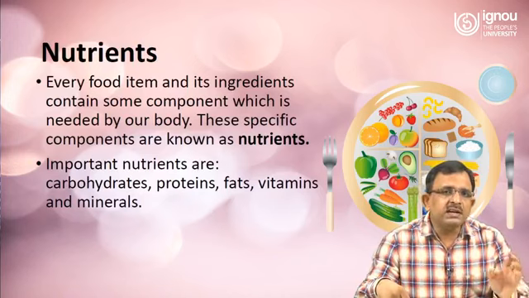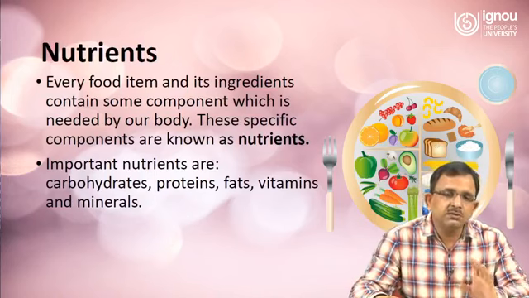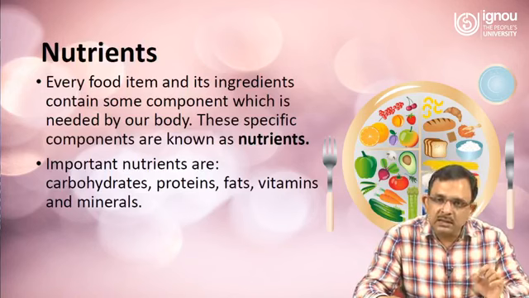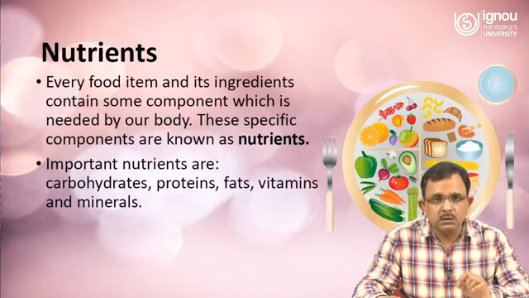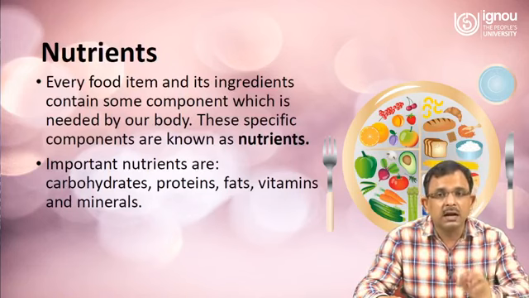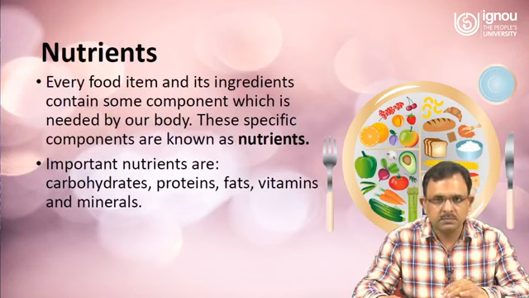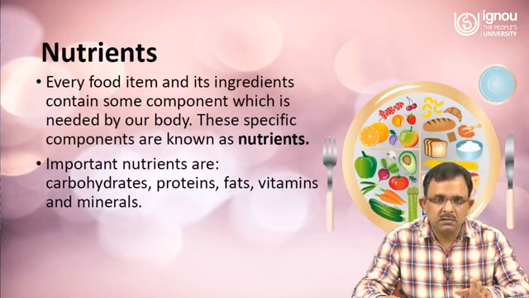What nutrients are: if you see technically, what is the definition of a nutrient? Every food item and its ingredients contain some component which is needed by our body. And the specific components which are needed by our body are called nutrients. We all know that nutrients are carbohydrates, proteins, fats, vitamins and minerals.